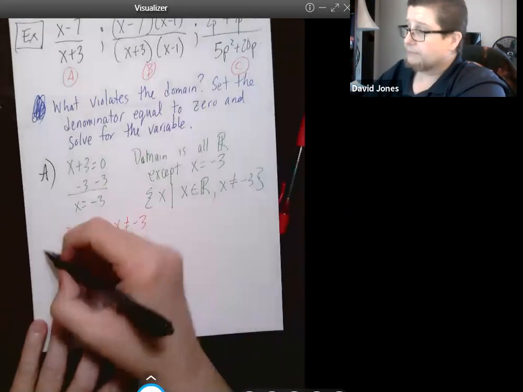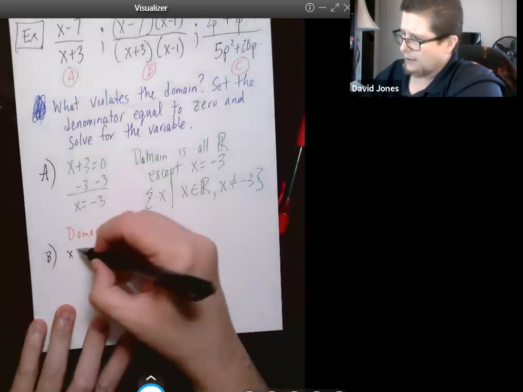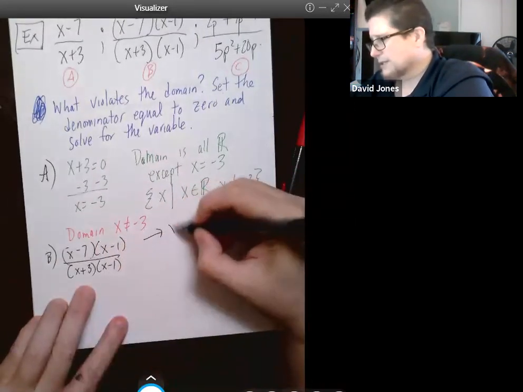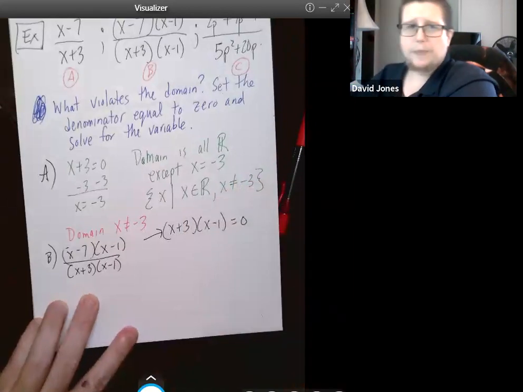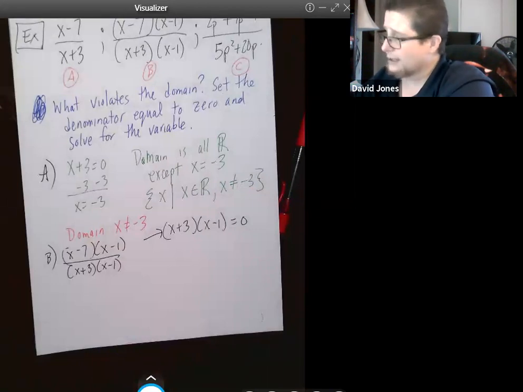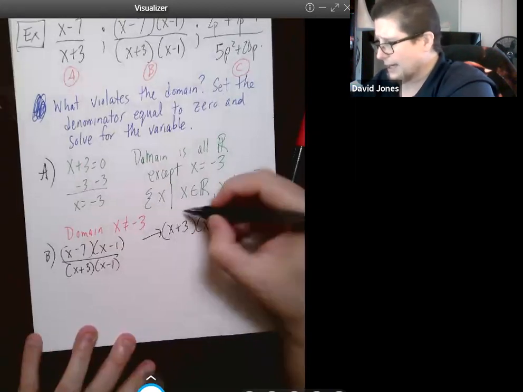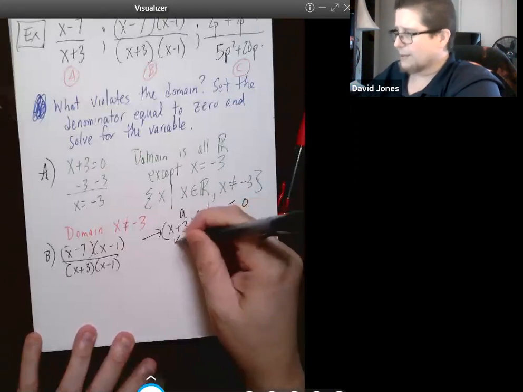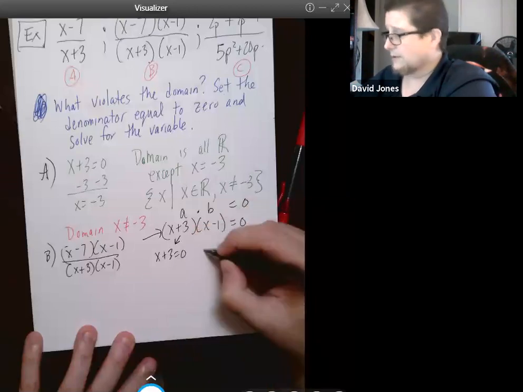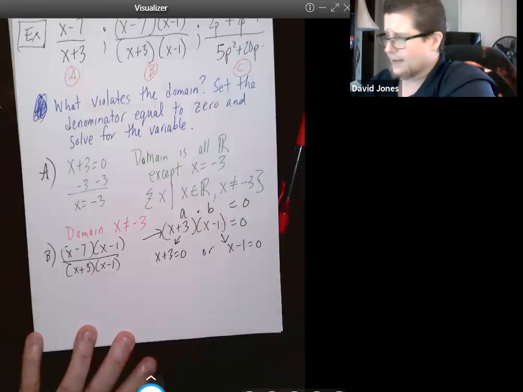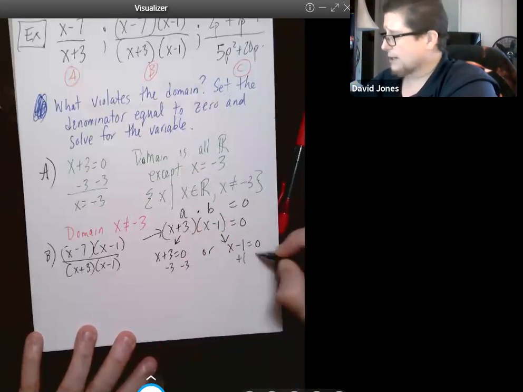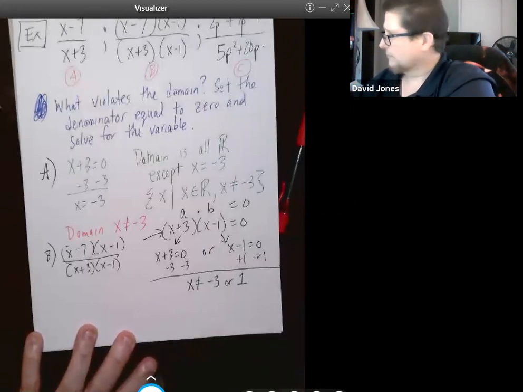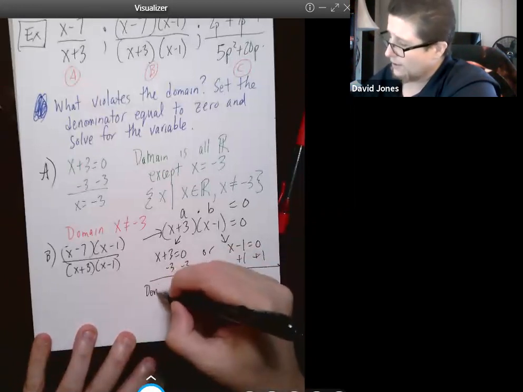If we take a look at B, over x plus 3, x minus 1. Well, the denominator is x plus 3 times x minus 1, equal to 0. This is where we use that 0 property rule. If two numbers multiply to make a 0, and that's what this is doing, a times b equals 0, one of them has to equal 0, or both. But since x can't be two different numbers simultaneously, we just take these and set each of these equal to 0. And we do the same thing. We solve for x, we subtract 3 from both sides, we add 1 to both sides, and x cannot equal -3 or 1. That's the domain. X cannot equal those, or domain is everything else.